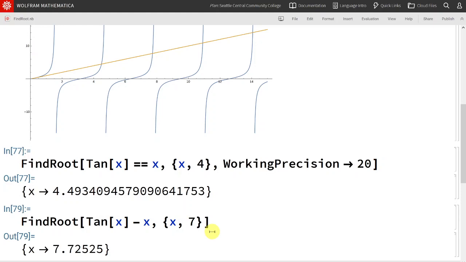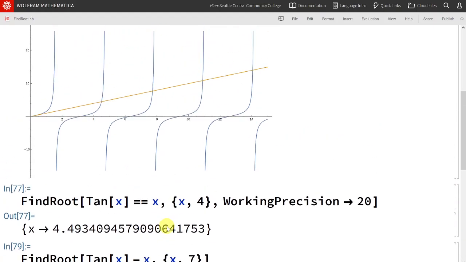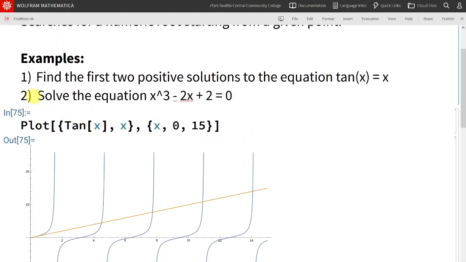FindRoot uses Newton's method, which you will maybe learn in your Math 151 course. Let's look at this example. Solve the equation x cubed minus 2x plus 2 equals 0. There are some limitations to the FindRoot command, which we will see in this example.